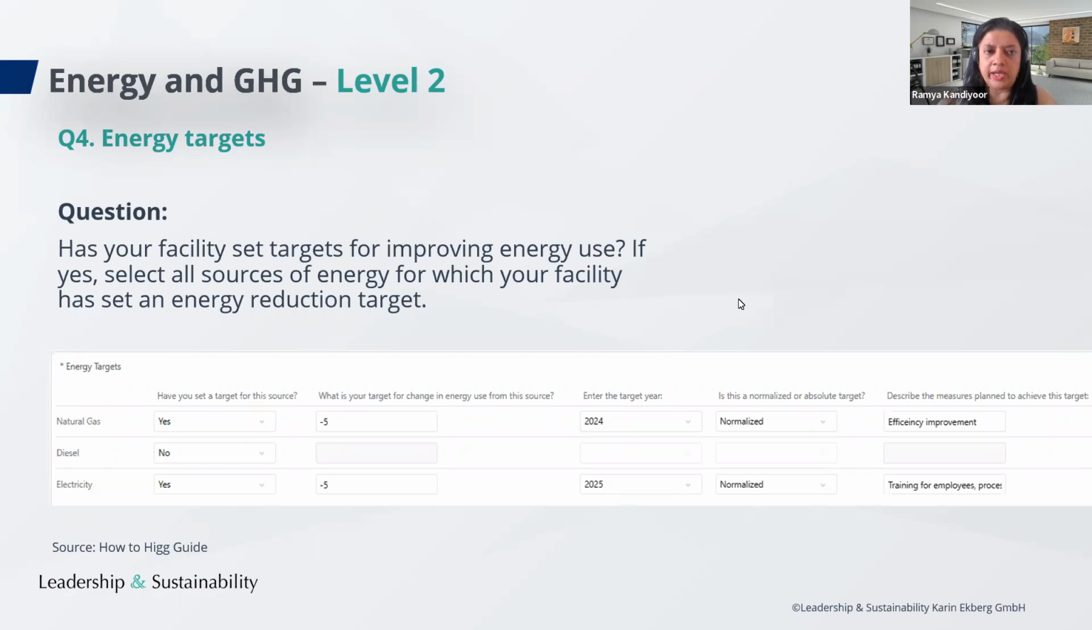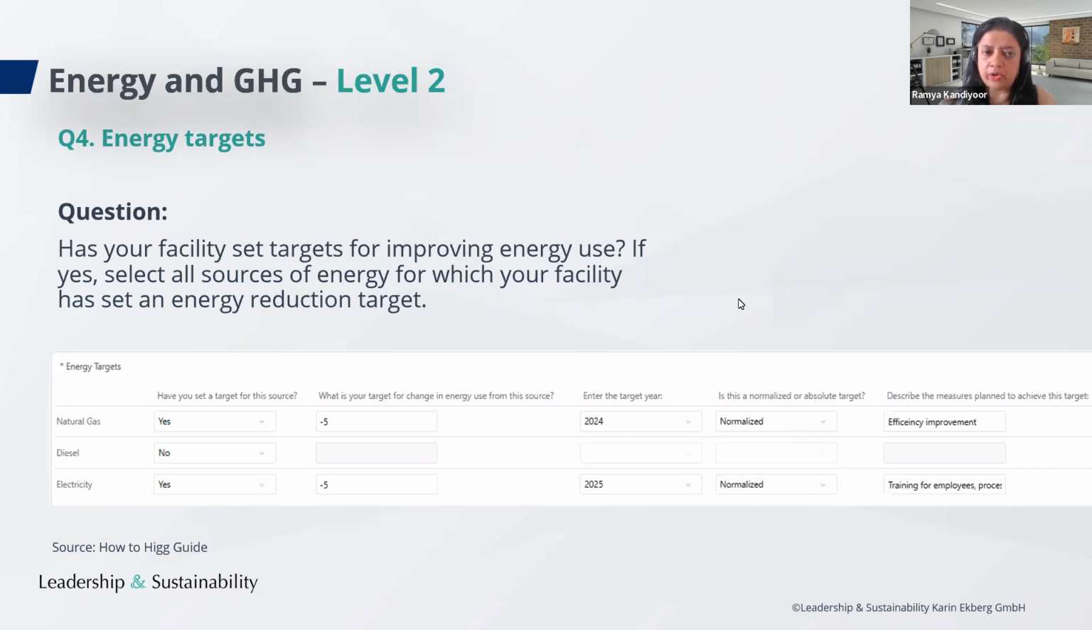You would be required to indicate the target that you have set for this particular source. What is your target for change in the energy use from the source? If you are targeting a reduction, please enter a negative value in percentage. And if you are indicating an increase, perhaps it is a purchased renewable that you are reporting, and you want to say you will be increasing your purchased renewable, then you can put in a positive value and say that there is an increase in the target.